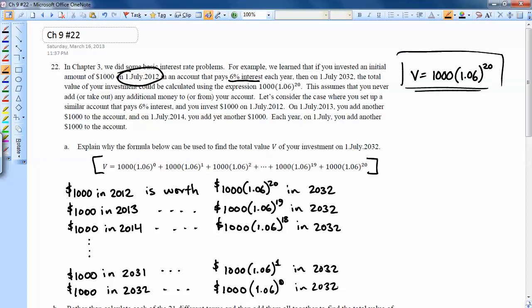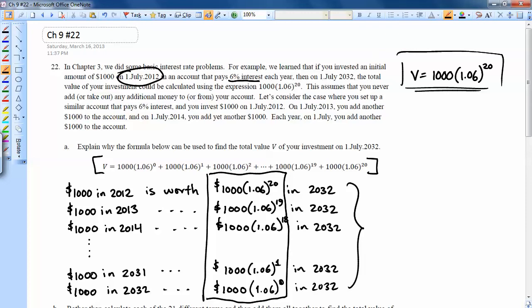So then you can say, okay, if I invest $1,000 every year for 20 years at 6% interest, then the total value will be the sum of all of these. And that's what we have right here. Here's one of them. Here's another one. I left out the squared, but here's the 19th and here's the 20th one. So these are really each of the year's investments at the time July 1st, 2032.